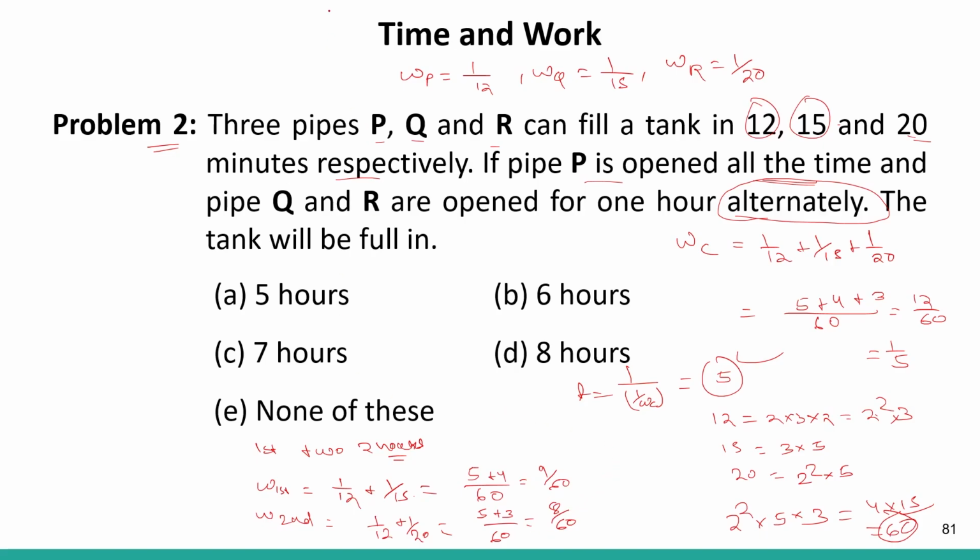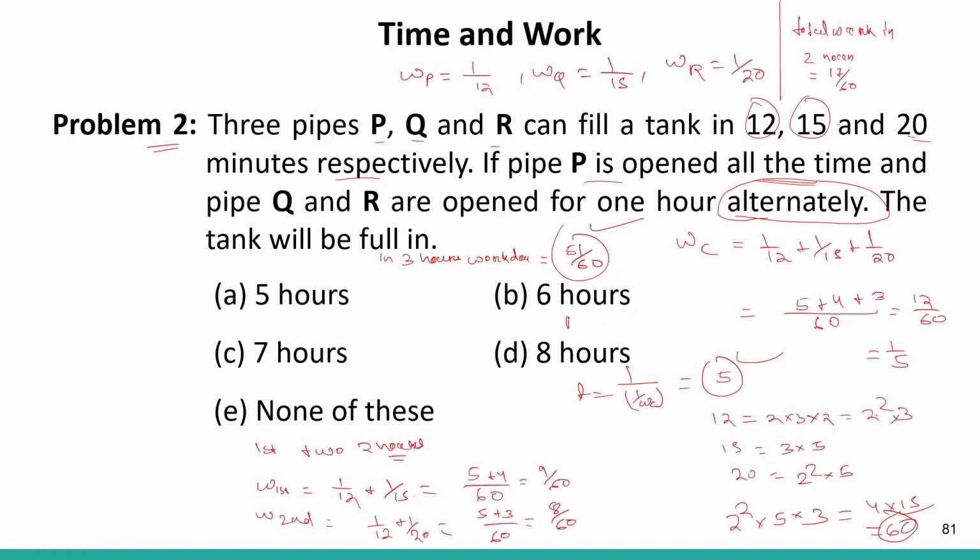So combining these two, how much would have happened in 2 hours? So total work in 2 hours is equal to what? So it will be 9 by 60 plus 8 by 60. So it will be 17 by 60. So in 3 such two-hour periods, in 6 hours, work done will be equal to what? 17 into 3 is equal to what? It will be 51 by 60, right? So 51 by 60 would have been done.